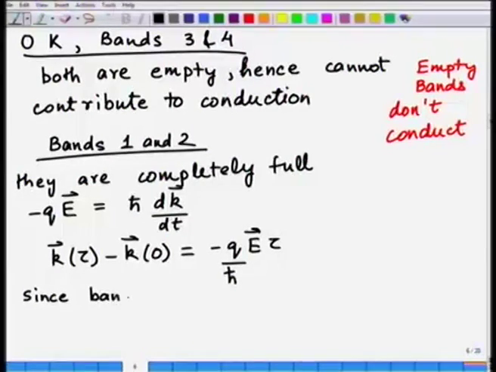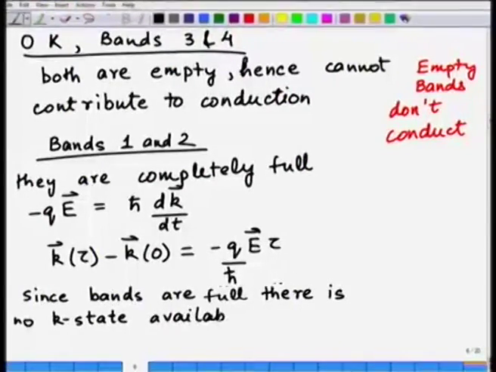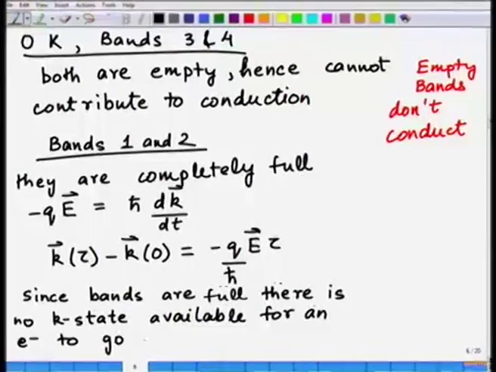Since bands are full, there is no k state available for an electron to go into or move into, and therefore this electron cannot move.